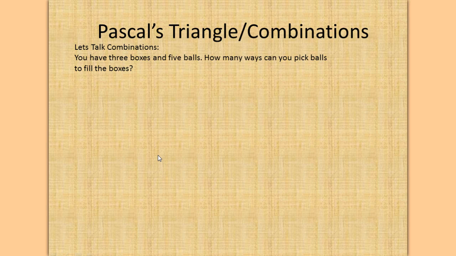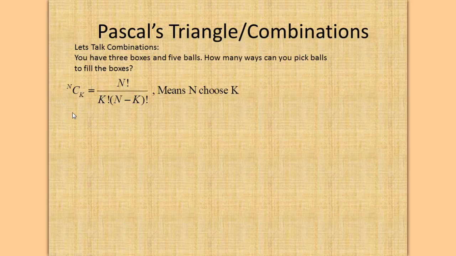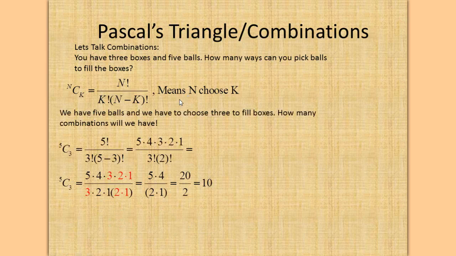Okay. Let's talk combinations. You have 3 boxes and 5 balls. How many ways can you pick balls to fill the boxes? Okay. There's such a thing in combinations called n choose k, and the C is for combinations. So that equation is n factorial divided by k factorial times the quantity n minus k factorial. This means n choose k. Okay. So we have 5 balls and we have to choose 3 to fill boxes. How many combinations do we have?